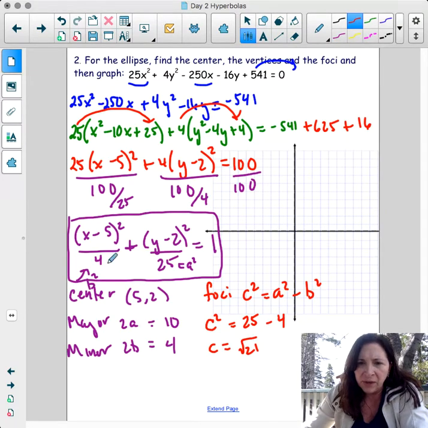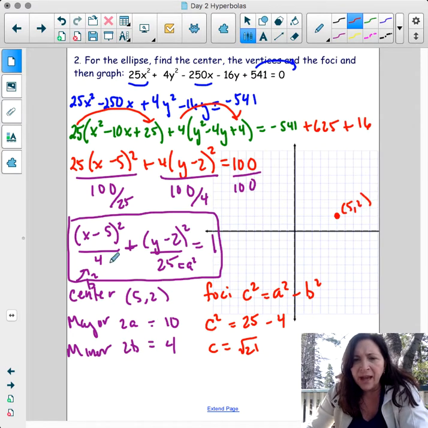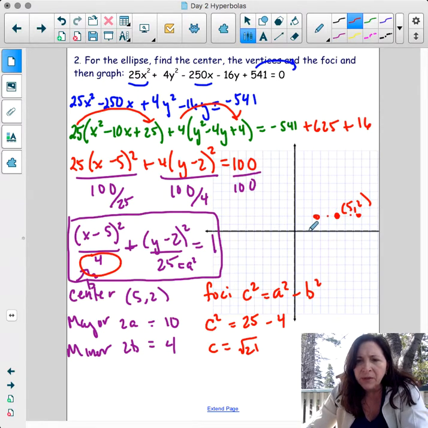So what we're going to do is, first we're going to graph our center, which is at 5, 2. So there's our center at 5, 2. In the x direction, I'm going to go the square root of 4, which is 2. So in the x direction, I'm going to go 2. In the y direction, I'm going to go the square root of 25, which is 5. So my ellipse is going to look something like this.